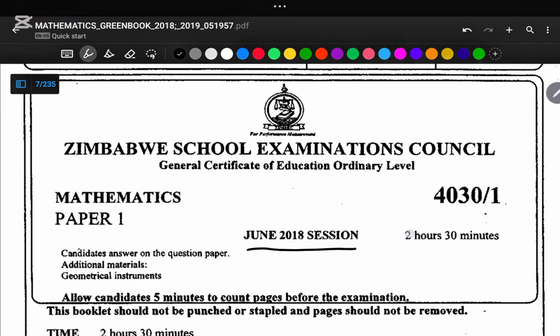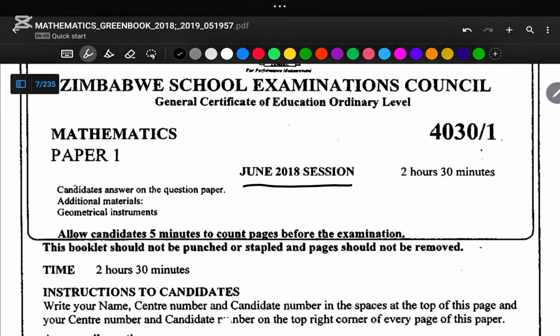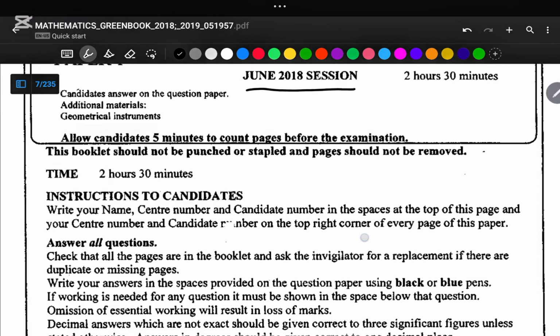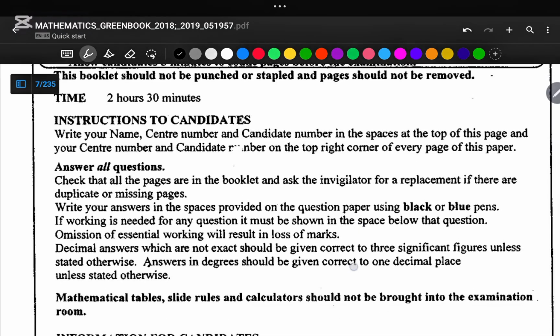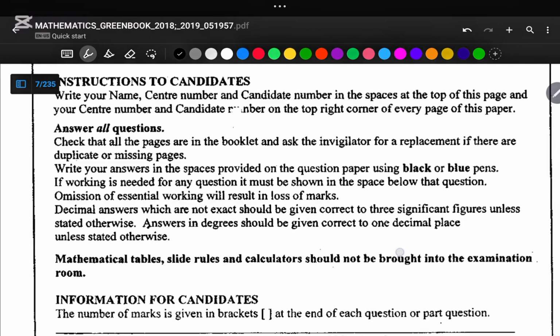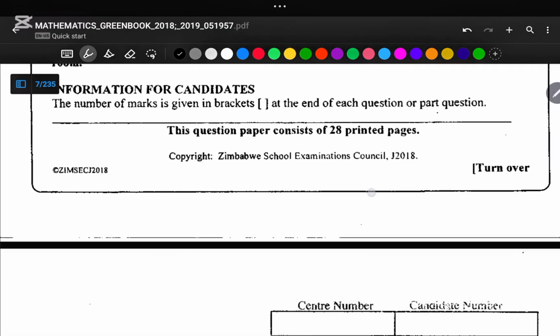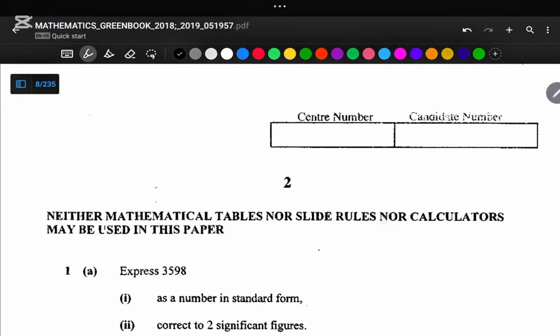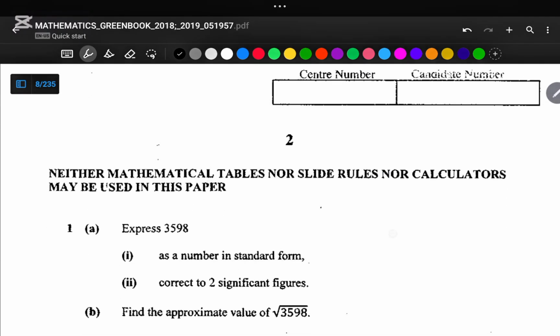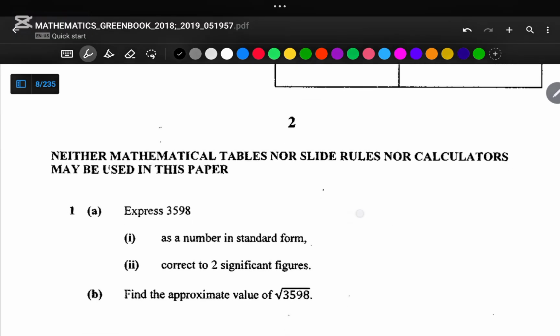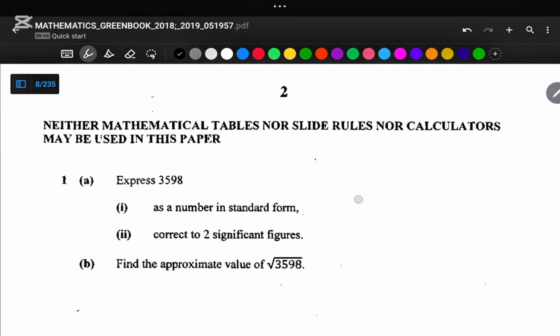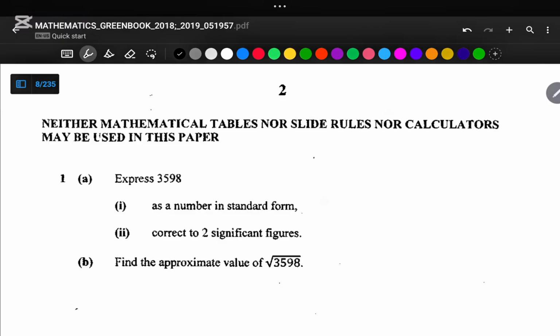And for those who are doing Zimsec, it is also of essential importance to read these instructions to the candidate. In this question paper, we are required to answer all questions, and the marks of each question are given in the brackets. There is also this very important instruction which says neither mathematical tables nor slide rules nor calculators may be used in this paper. So we need to pay attention to this instruction that we are not using calculators in this question paper.